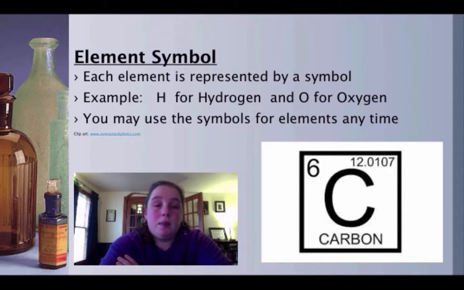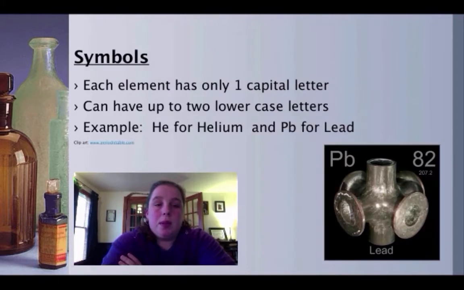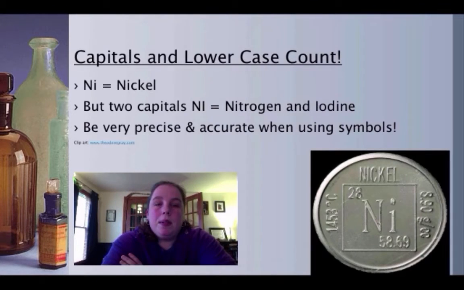And you guys will need to know these symbols. So a couple examples here: H for hydrogen and O for oxygen. Now whenever you're writing anything for me in class, you certainly can use the symbols at any time. So if you want to talk about carbon and you just want to write C, that's totally fine. Each element only has one capital letter, and remember we knew that from classifying matter, back when it was an element or a compound. But elements can also have up to 2 other lowercase letters. So I'm giving you a couple examples here. You have capital H and lowercase e for helium, or capital P and lowercase b for lead. And if you're wondering where that came from, they use the Latin.